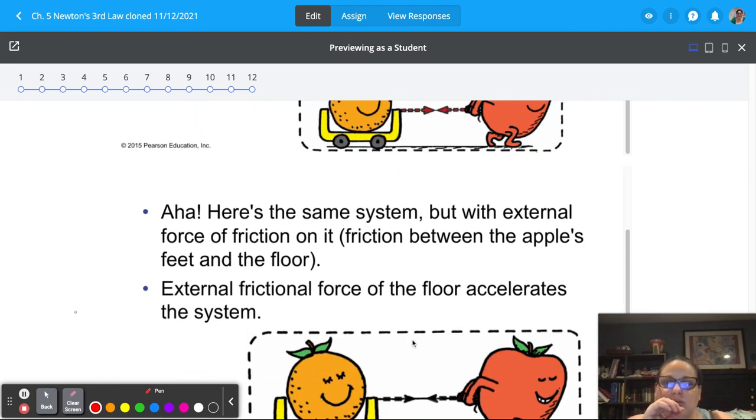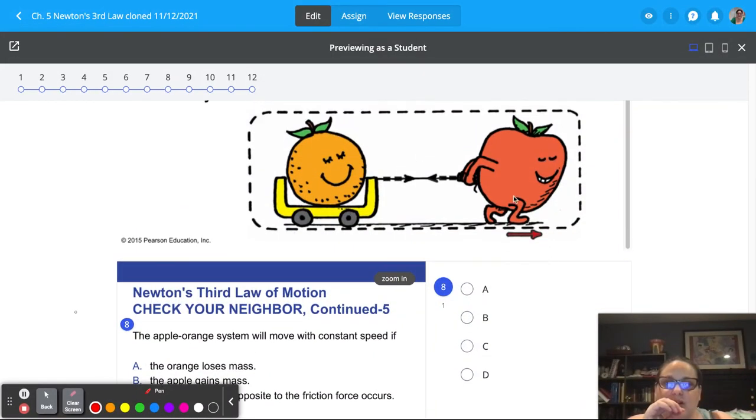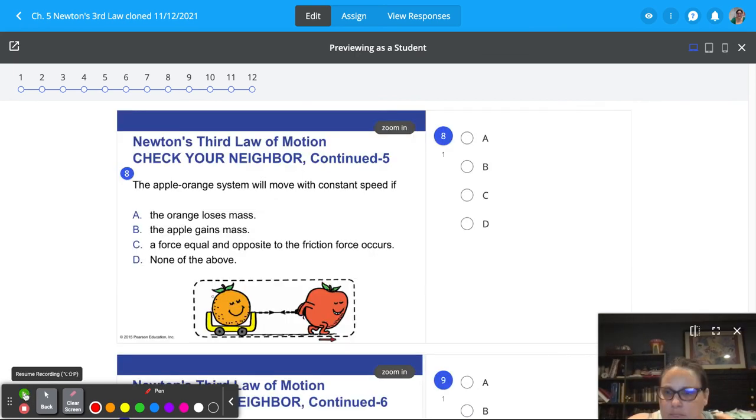I would have to include the friction on the floor. So the apple pushing on the floor and the floor pushing on the apple would be my external force, my net external force causing motion of the system. So it's just an exercise in identifying which thing we're talking about and what causes it to move, which forces are actually doing something.